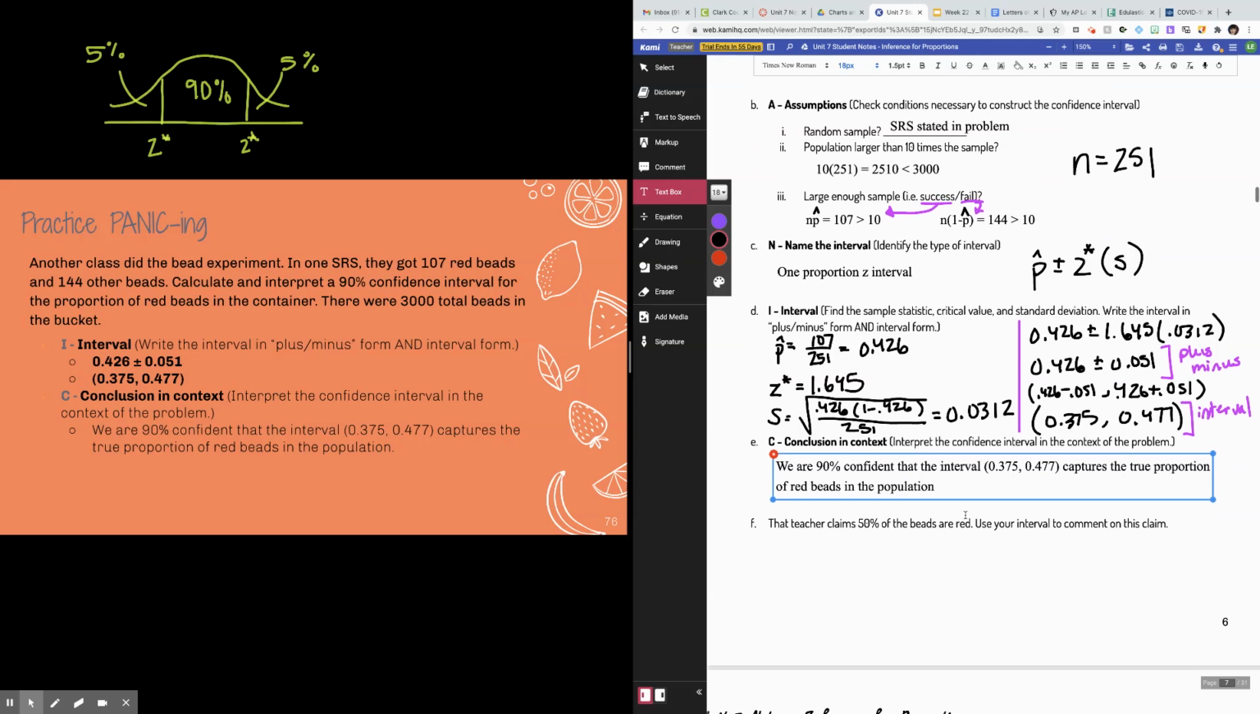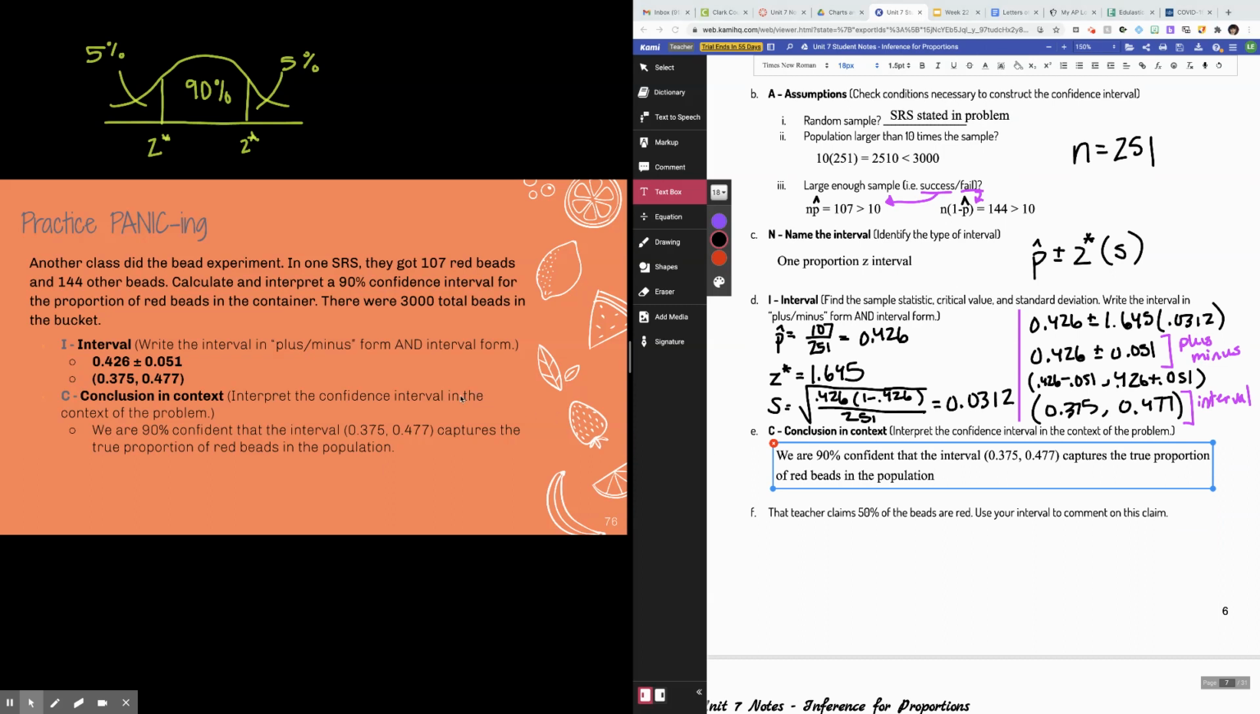Okay. All right, and then my very last step here, this is not a step that necessarily will be included in every confidence interval. Once you get through the last letter of your acronym, you're done creating and interpreting your confidence interval. But every once in a while, you'll have an extra question like this where it asks you to evaluate a claim based on your interval. So this teacher claims that 50% of the beads in the population are red, right? And this says, use your interval to comment on this claim.